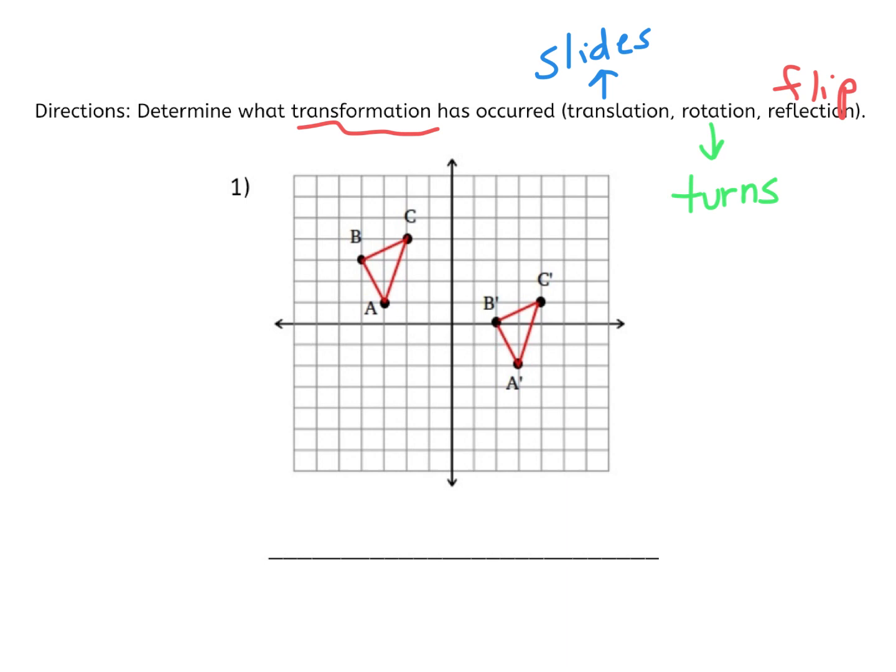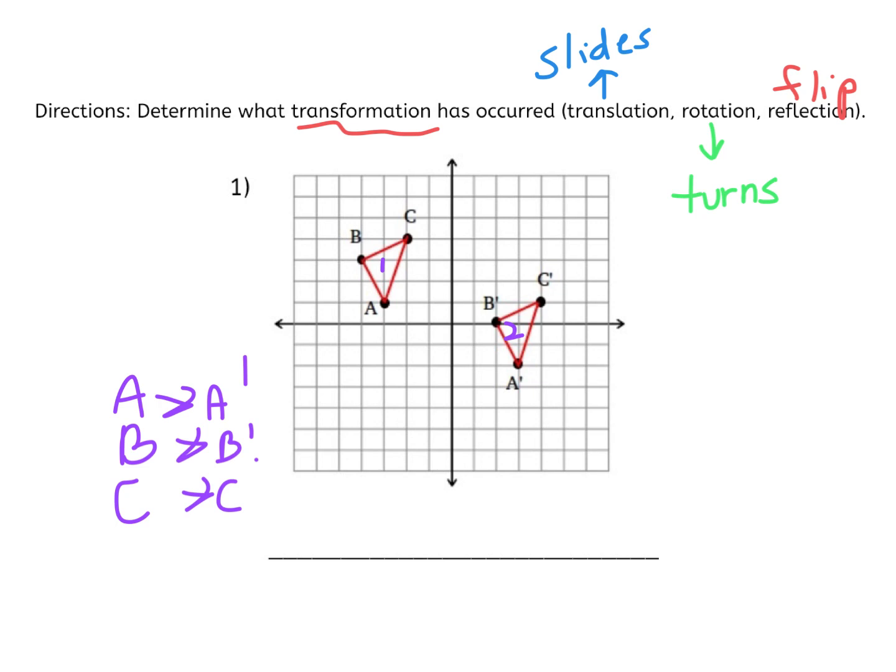Question number 1. Okay, looking at these triangles, I can determine that this triangle was there first because the letters are simply A, B, and C. And the transformation is over here because the letters have turned to A prime, B prime, and C prime. Okay, so let's see what happened here.